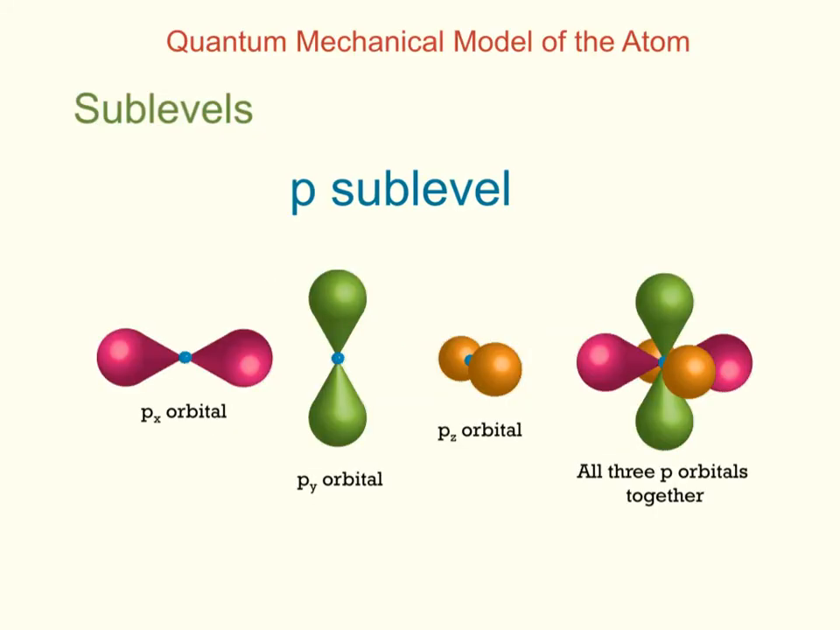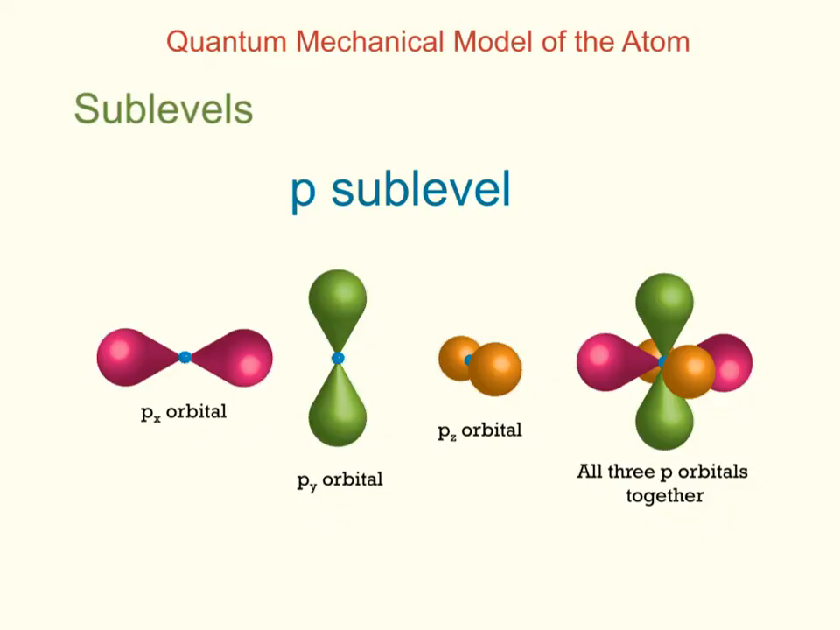Our p sublevel is made up of 3 different orbitals, all of which look like dumbbells but have different orientations. So when we put all 3 of these orbitals together in a p sublevel, they look like this. So this is what our p sublevel looks like. And remember that each of our orbitals can contain up to 2 electrons. So the px orbital, the x referring to its orientation on the xyz axis, would have 2 electrons in it. Our py orbital would have 2 electrons in it, and our pz orbital would also have 2 electrons in it. So our p sublevel can hold up to a maximum of 6 electrons: 2, 4, 6, 2 in each of its 3 orbitals.